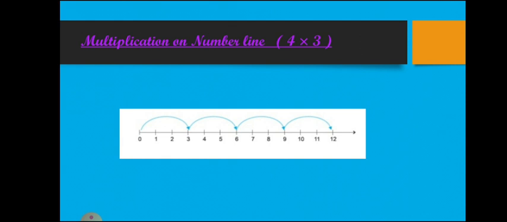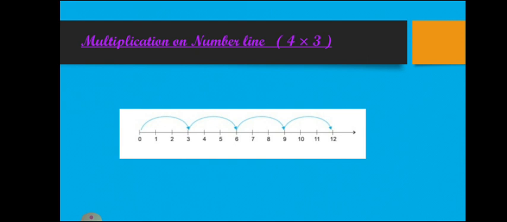Start from 0. We have to take 0 as the starting point. So move 3 units at a time to the right. Make such 4 moves. Then where do you reach? You will reach 12. So we say 3 into 4 is equal to 12, or 4 into 3 is equal to 12. So it is easy.